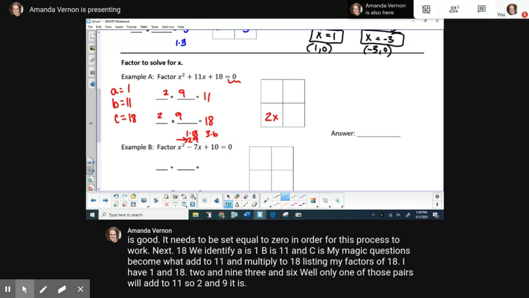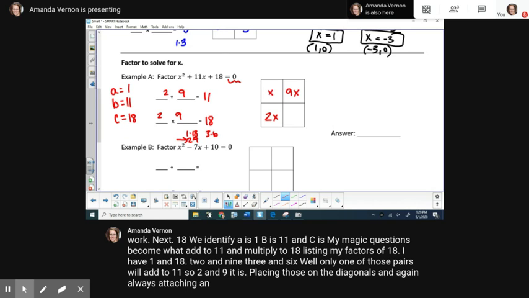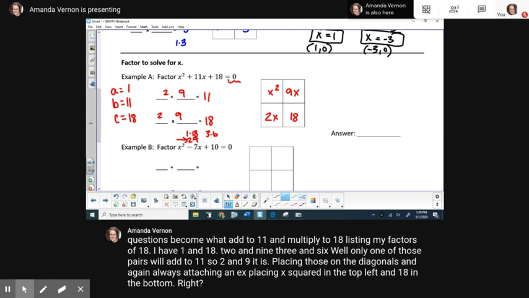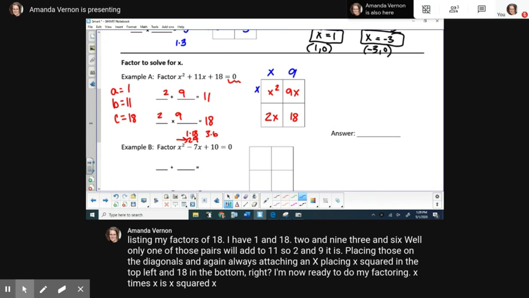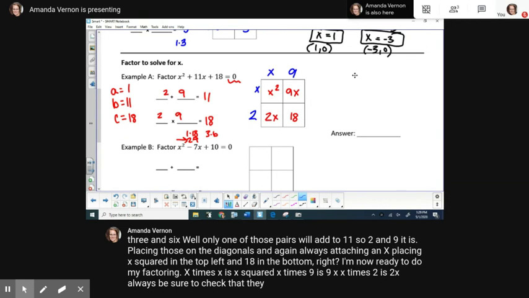Placing those on the diagonals, and again, always attaching an x. Placing x squared in the top left and 18 in the bottom right. I'm now ready to do my factoring. X times x is x squared. X times 9 is 9x. X times 2 is 2x. Always be sure to check that they multiply out to equal 18 for the bottom last box.